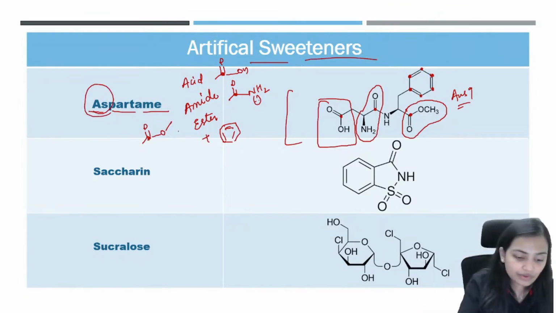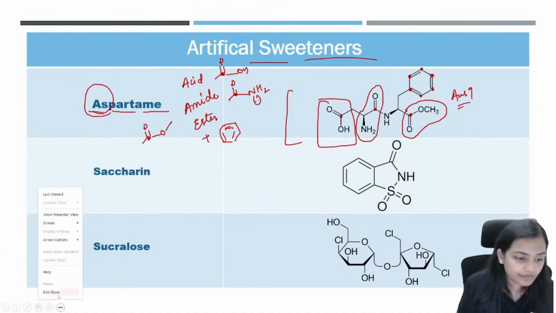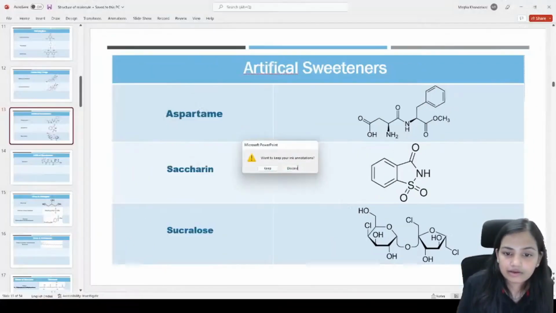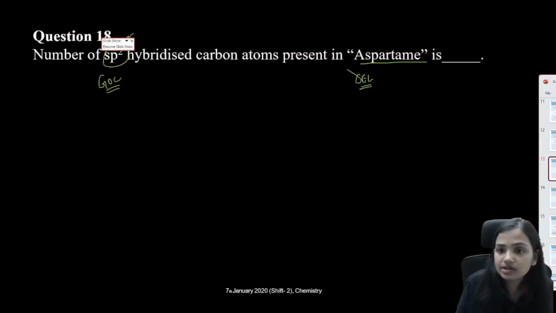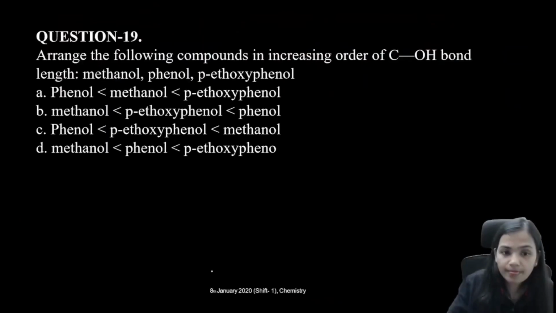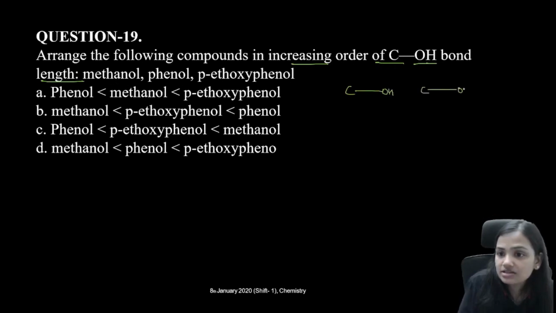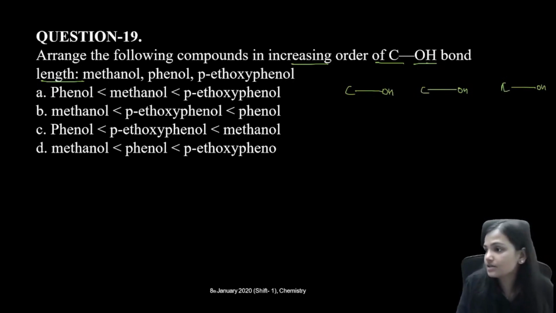Chalo. So let me talk about another question for you all. Arrange the following compounds in the increasing order of C-OH bond length. Means the C-OH bond length has to increase. Matlab, this bond length has to increase. Bond length. Figure it out.